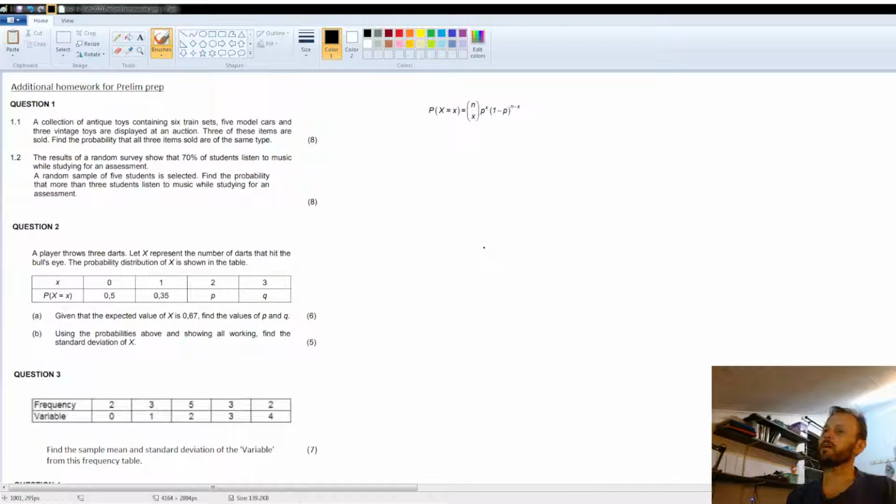Okay. And now we read the question. The random sample of 5 students is selected to find the probability that more than 3 students listen to music. Okay, more than 3. Now, this is always where you need to ask yourself whether you're going to use the 1 minus trick or not. They're asking for the probability that x is larger than 3. Do they say more than or equal to? No, it's just more than. So there is no equality there.